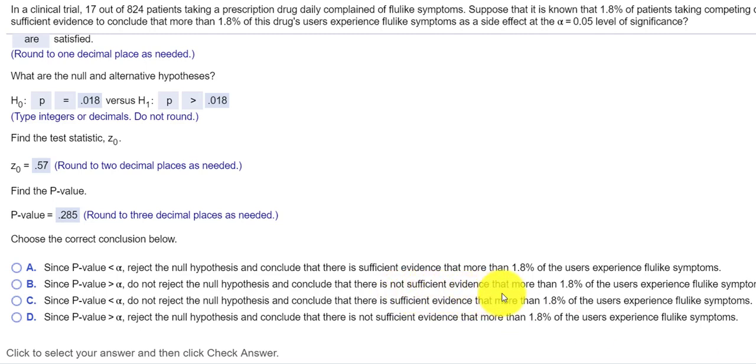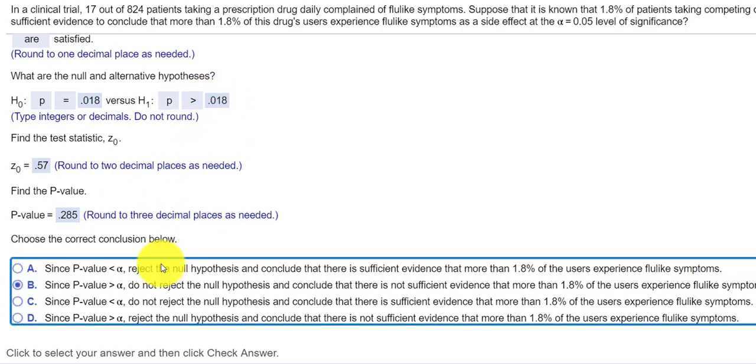We can conclude that there's not sufficient evidence that more than 1.8% of the users experience flu-like symptoms. Basically, we're saying we do not reject H0, so we're rejecting the claim that the proportion is greater than 1.8% of the users.